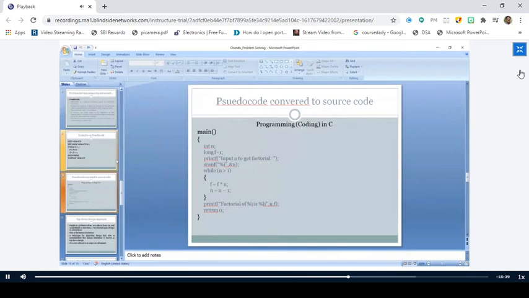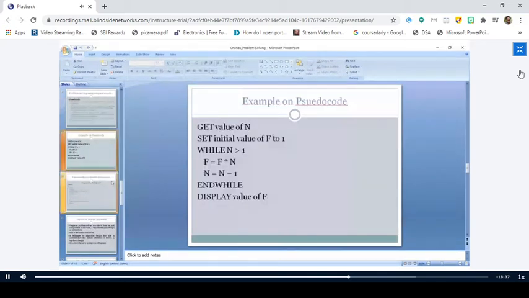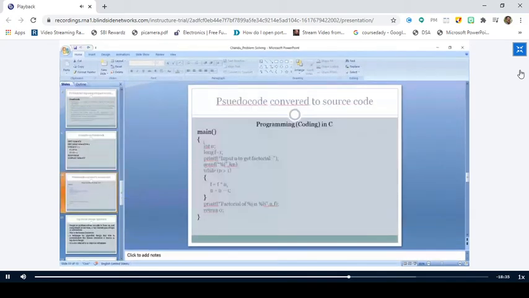No, right? So this is the simple pseudocode. You can write it, and as I told, the pseudocode can be easily converted into the source code, right? So let us see another slide. This is the programming code using C. Whatever pseudocode you have written in the previous slide, you are converting it into the source code. So the conversion of the pseudocode into the source code will be very easy. Is it okay up to this point? Yes, sir.